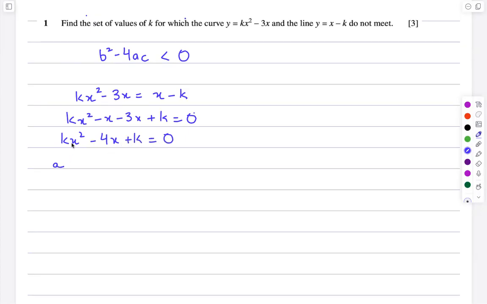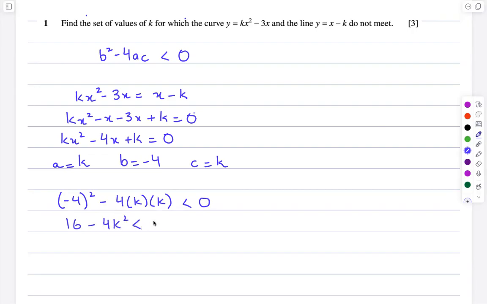Now the coefficient of x squared is k, so a will be equal to k. The coefficient of x is minus 4 and the coefficient of the constant term is k, so c will be equal to k. So applying b squared minus 4ac, this will become minus 4 whole squared minus 4 into a into c, and that will be less than 0. So this will become 16 minus 4k squared less than 0.